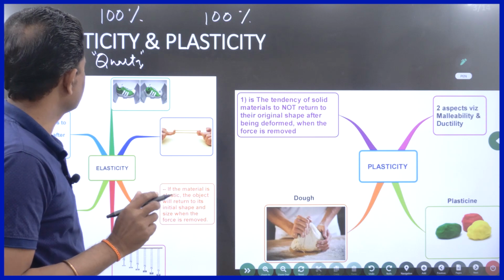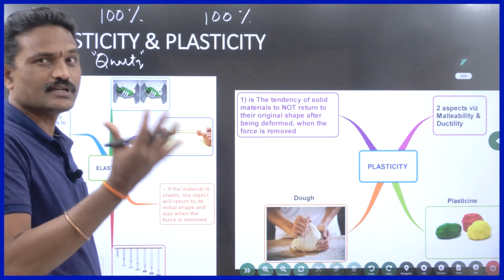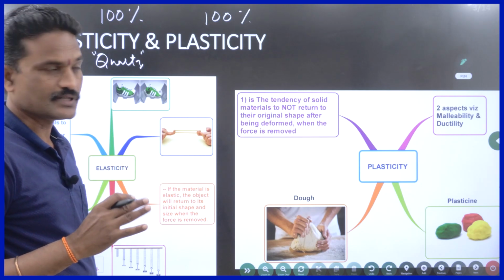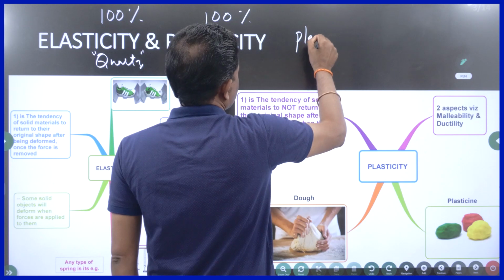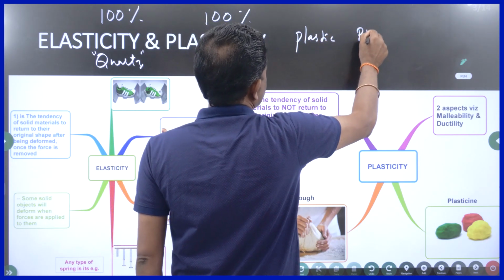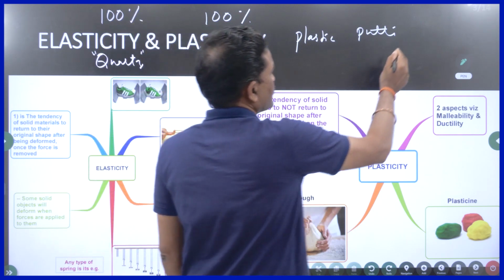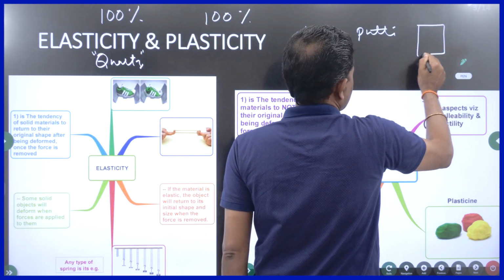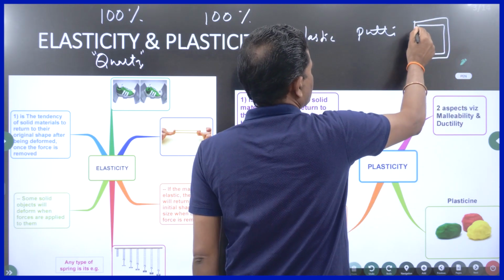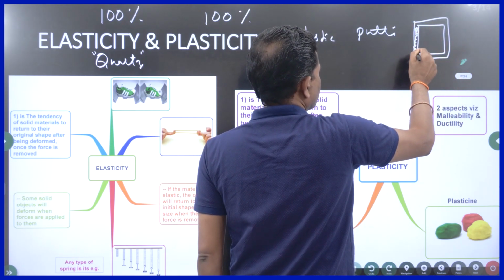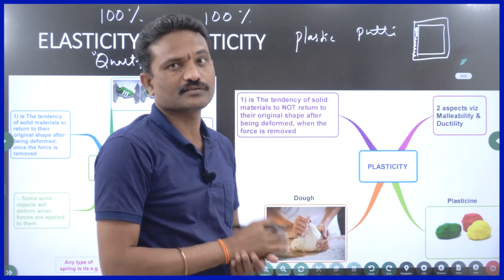Quartz is considered the best elastic object, not a 100% elastic object. Now, the best plastic object is considered to be the putty that we use to fix the glass in the metal frame of a window. So, we put an M-Seal type material here. Once you fix it, it will remain like that only.